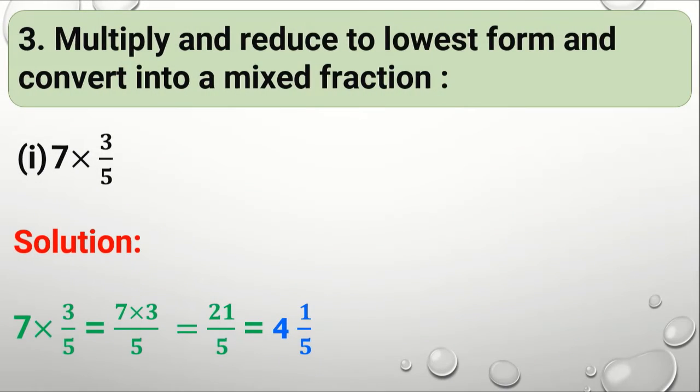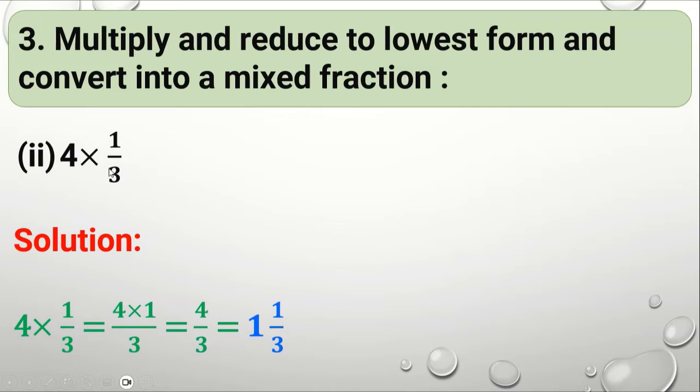Third question. Multiply and reduce to the lowest form and convert into mixed fraction. So first we have to multiply this. 7 into 3 by 5. Nothing will cut here, so we will simply multiply 7 into 3 upon 5. So 7 into 3 is 21 upon 5. Converting that into a mixed fraction, it will become 4 and 1 by 5. Next, 4 into 1 by 3, that is 4 into 1 upon 3 equals 4 upon 3. So the mixed fraction is 1 and 1 by 3.